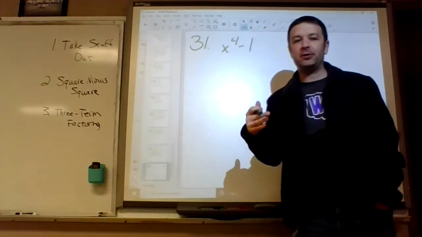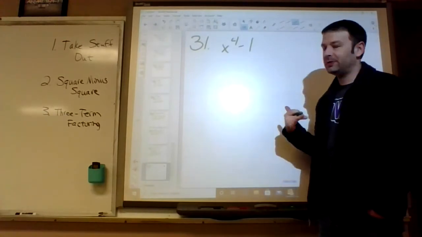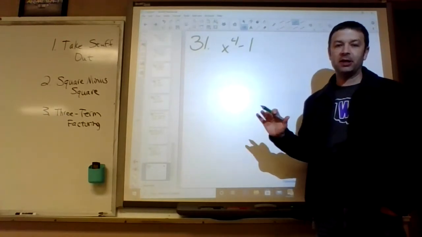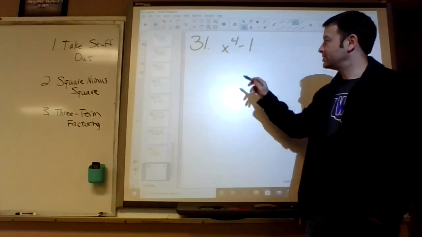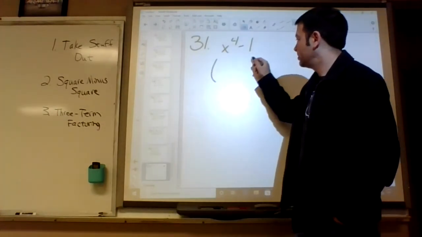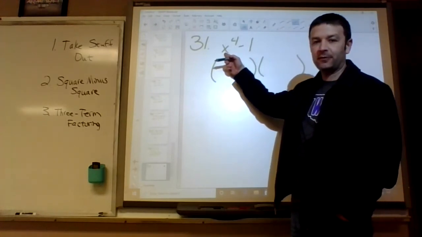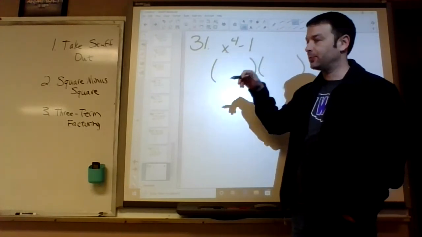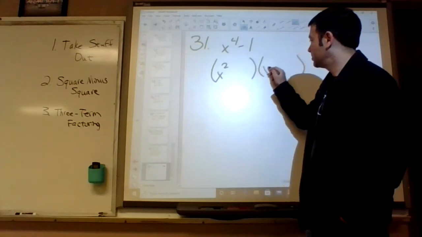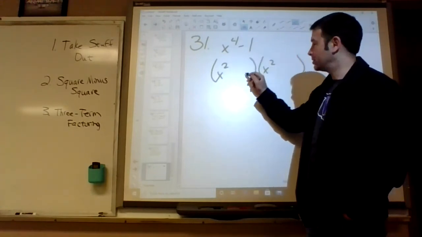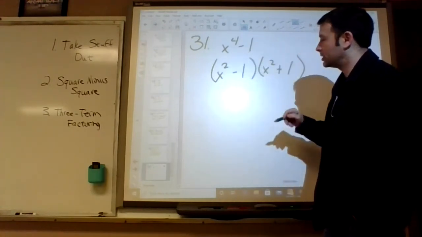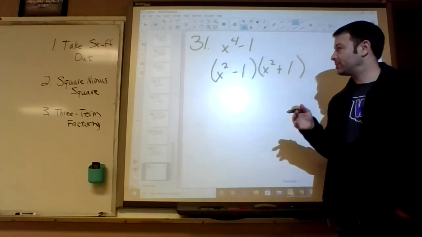Can I take anything out? No, nothing comes out of 1. Taking a 1 out is like doing nothing, so nothing comes out. It is a square minus a square though, right? What's the square root of x to the 4th? What times itself equals x to the 4th? x squared. What times itself equals 1? 1. So x squared minus 1, x squared plus 1.